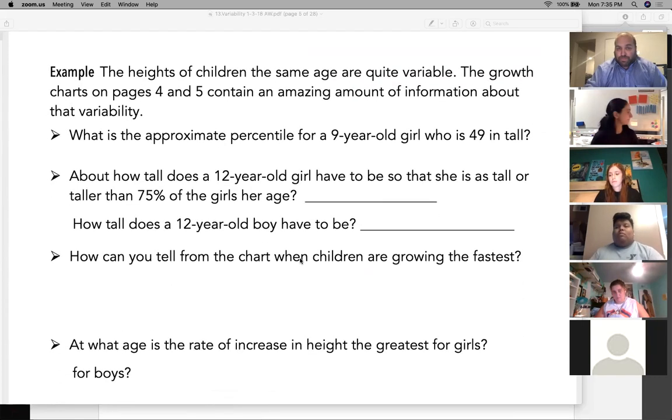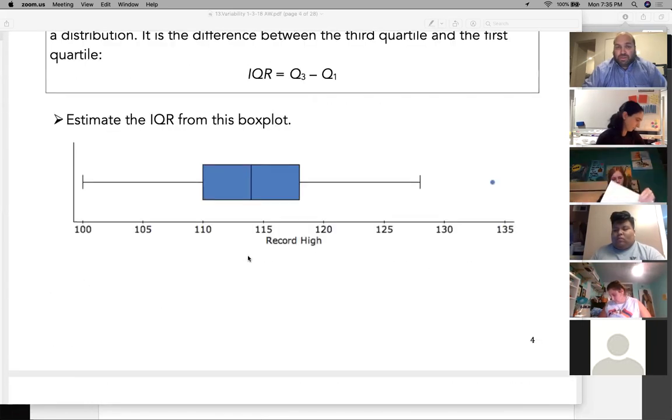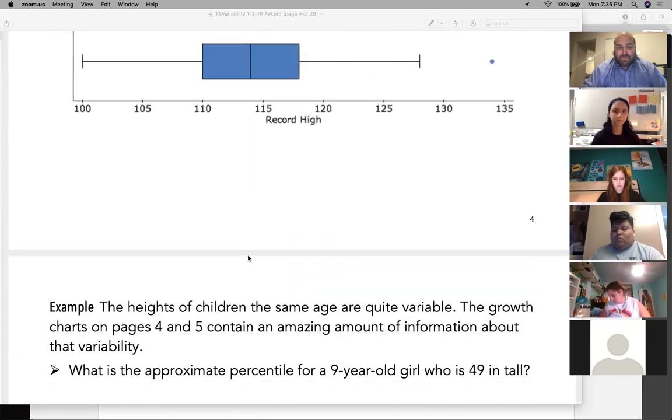So let's do an example. The heights of children of the same age are quite variable. The growth charts on page 4 and 5 contain an amazing amount of information about that variability. So I don't see any growth charts on page 4 and 5.